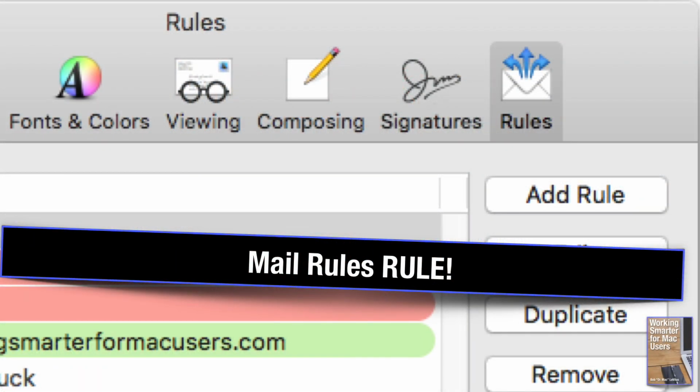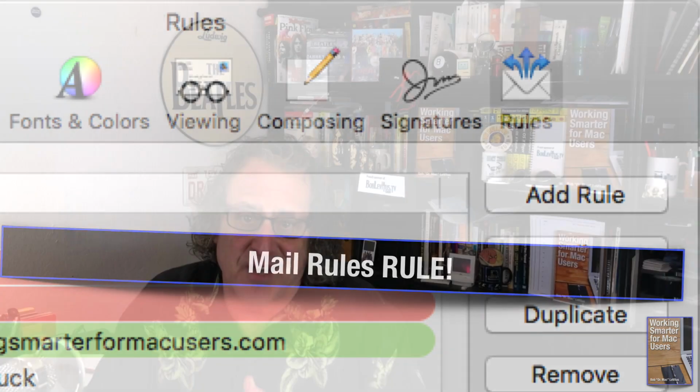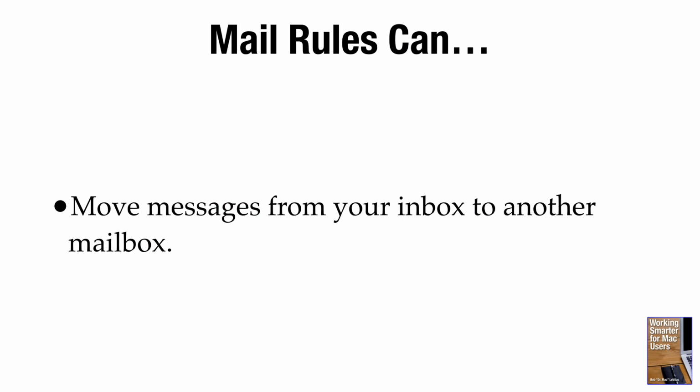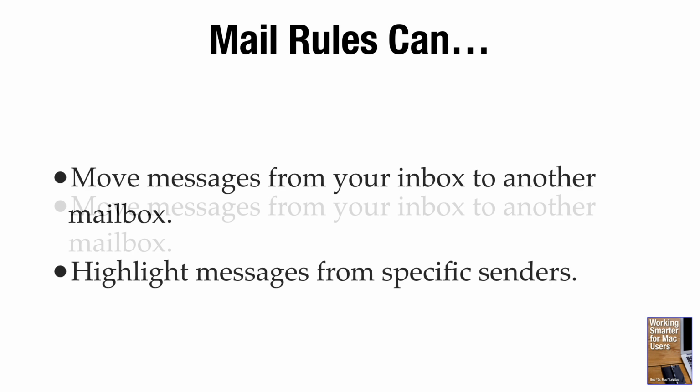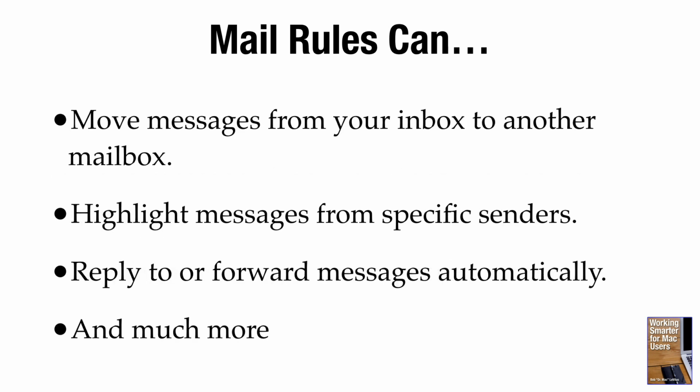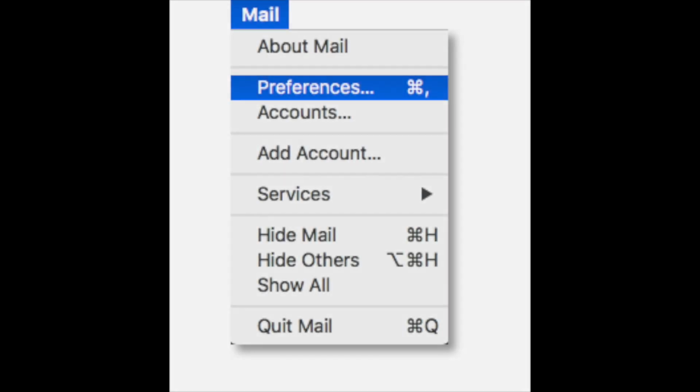Okay, now you can also save time and effort by using the Mail app's rules, which let you specify conditions that trigger a rule. So for example, you can create a rule that can move messages from your inbox to any other mailbox based on specified criteria, or highlight messages from a specific sender or senders, or automatically reply to or automatically forward messages with certain criteria, and much, much more. So to create a rule, choose Mail Preferences, and then click Rules.